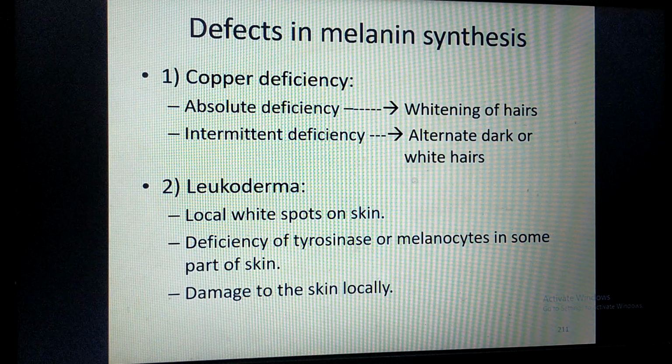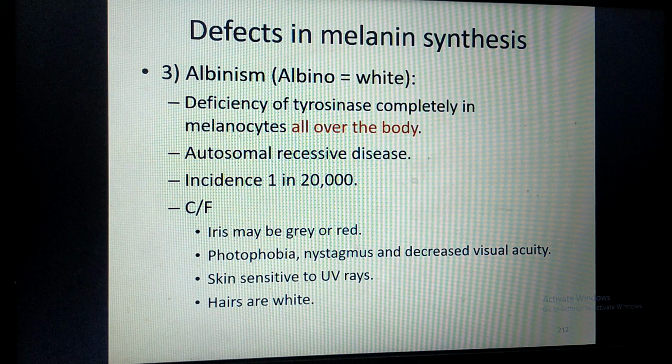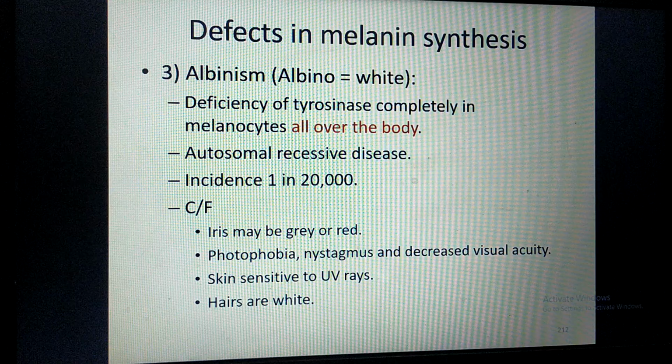That may happen due to damage to the skin at that position or damage to the skin locally in some part. The third important disease is called albinism, which is different from leukoderma. Leukoderma is a local disease, whereas albinism is present all over the body.